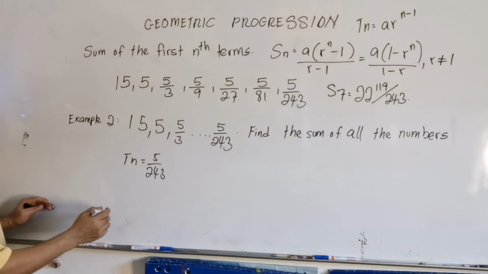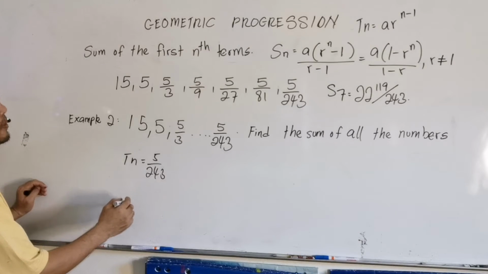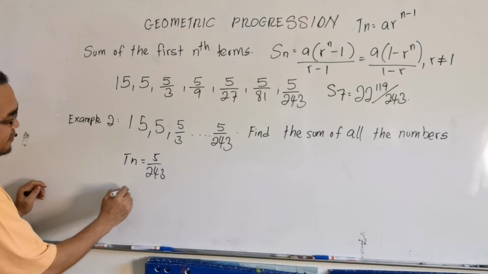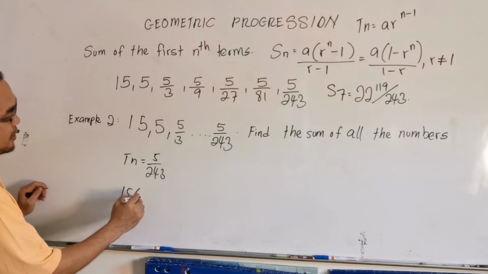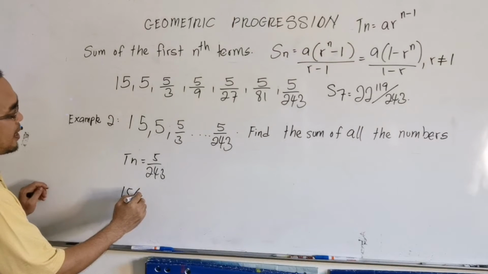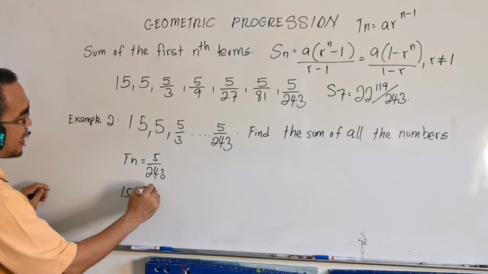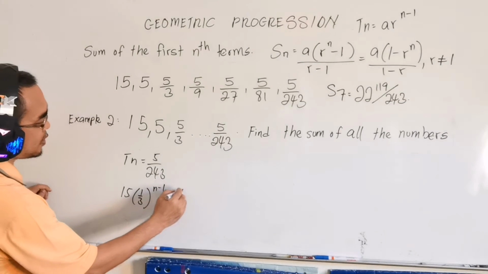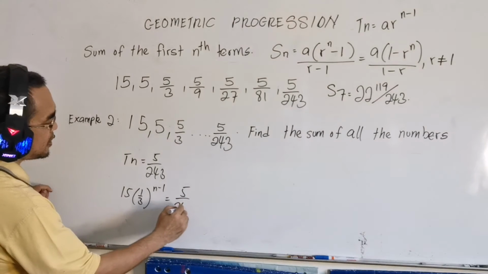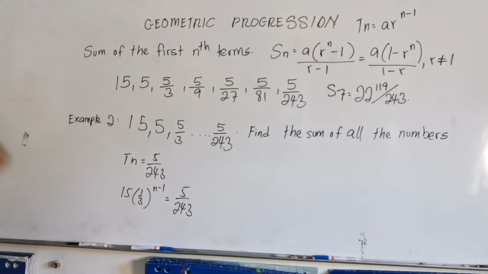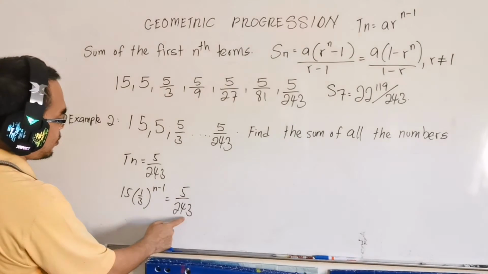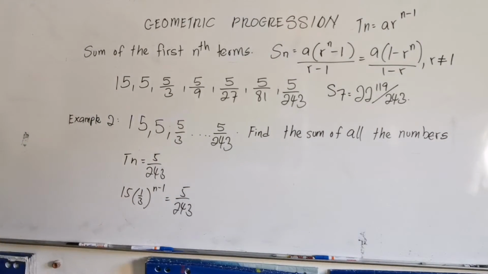So substitute a is 15, and r will be 5 over 15, which is 1/3, so (1/3)^(n-1) times 15 equals 5/243, and solve this equation. First, 5/243 divided by 15.